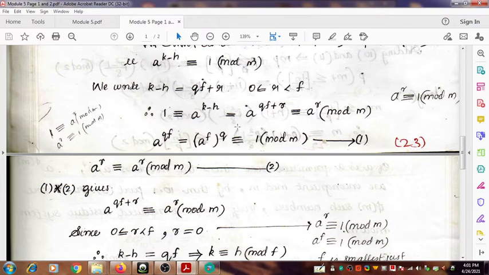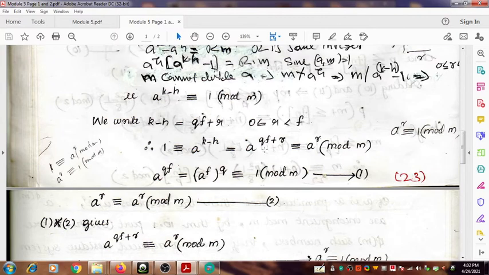So we have verified the validity of this expression, the truth of this expression is verified. After that, you can take the first number and the last number, and join them together by using congruence. Thus we get that a raised to r is congruent to 1 mod m.